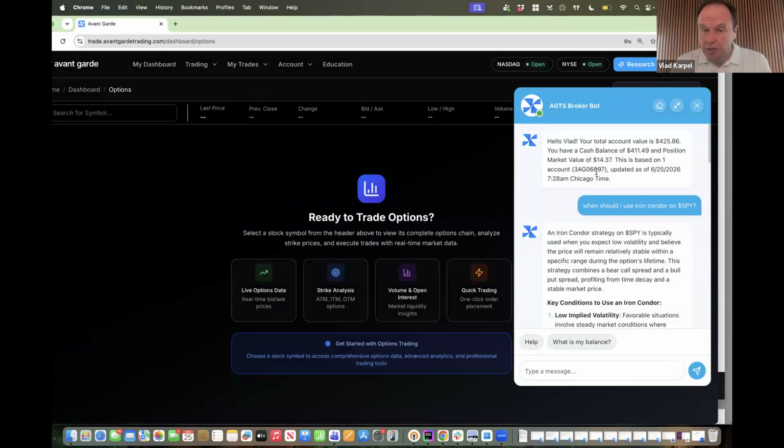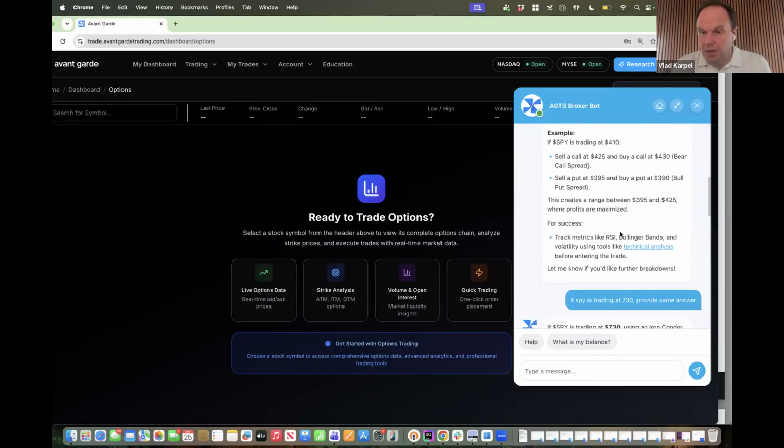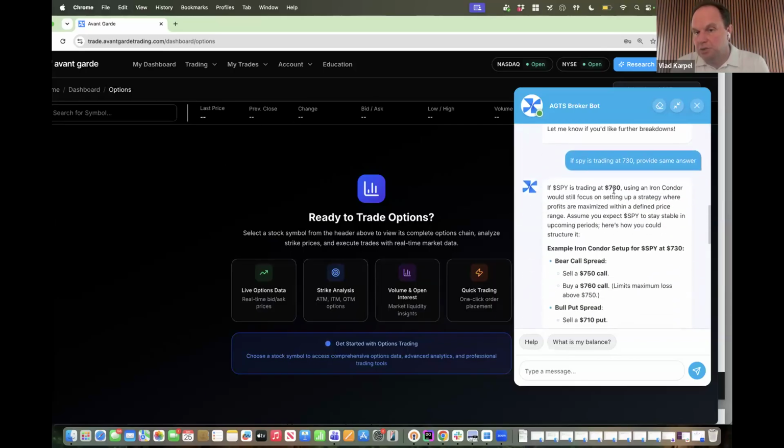It knows about your account, so you can ask account-specific questions. Where's my statement? How do I look? What are my positions? But you can also ask questions about iron condors. What should I use for an iron condor on SPY, assuming SPY is trading at 730? And it will give you an answer. You can always ask the AI bot that's trained on the educational data and trade data, and it gives you help.